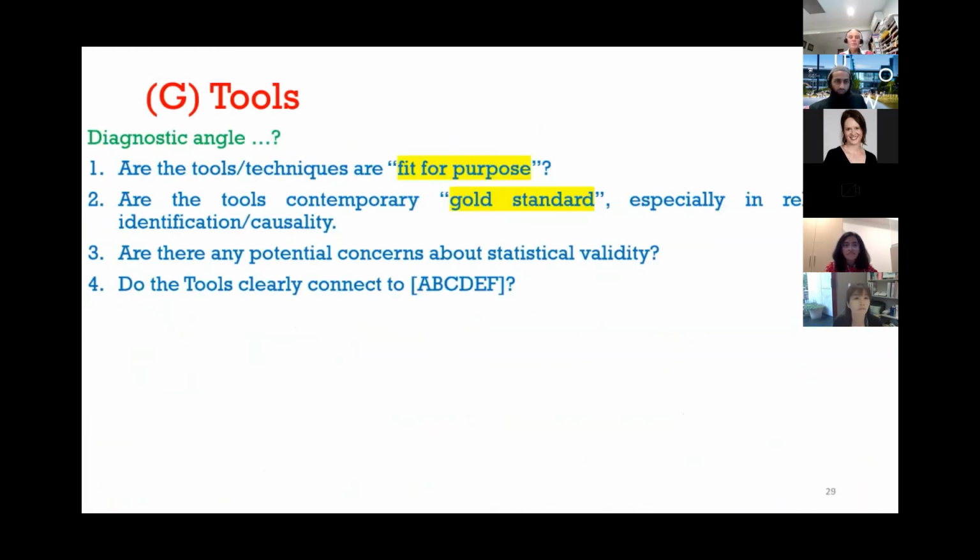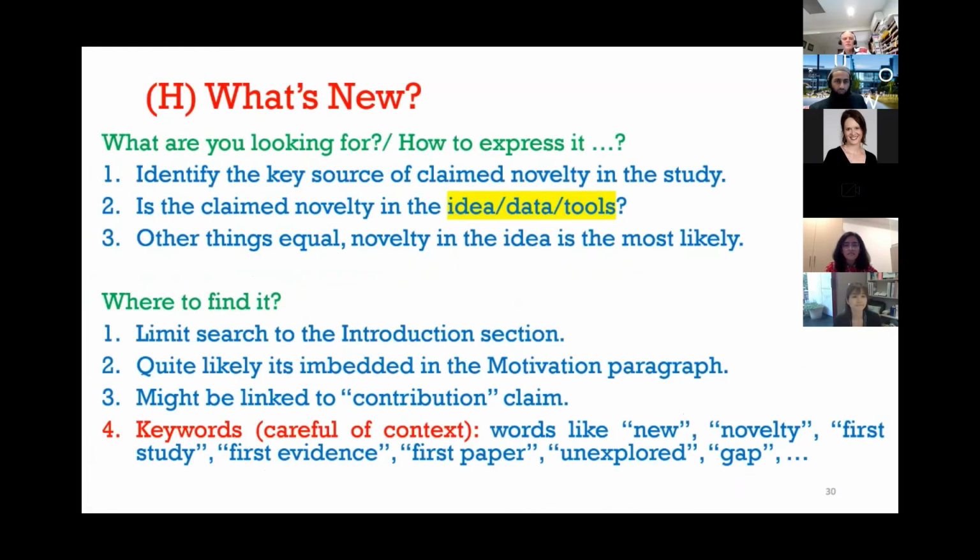Okay, what's new? So what are we looking for and how to express it? Well, we want to identify the key source of the claim novelty in the study. Now, the claim novelty could be around idea or the data or the tools. It's most likely to be around the idea. In most studies, that's where it centers. So if you found the idea, ask yourself, is that where the novelty is? And then express that in a way that's not simply repeating what you've already said for the idea.